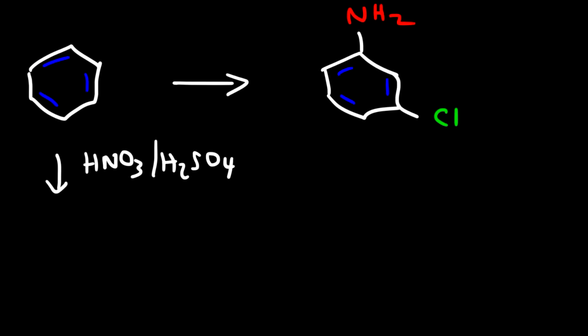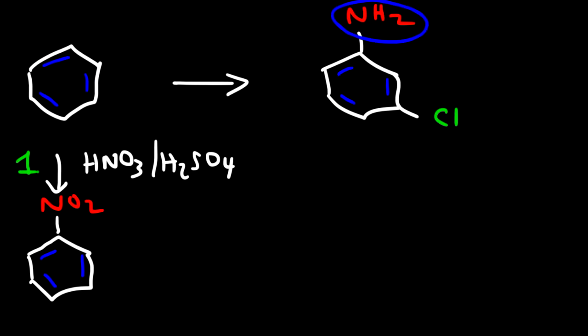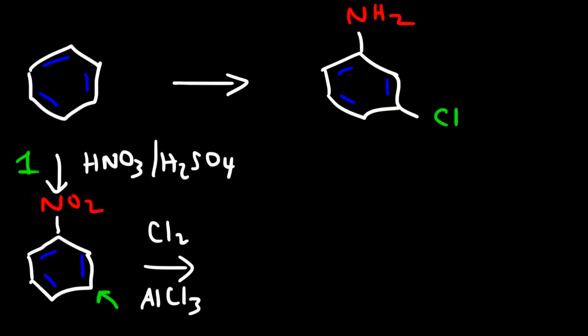So that is the nitration of benzene. And so this is going to give us nitrobenzene. Now we don't want to reduce NO2 to NH2 yet, because this will convert to an ortho-para director. So at this point, we want to add chlorine with AlCl3. And so the NO2 will direct the chlorine to the meta position, which is where we want it.